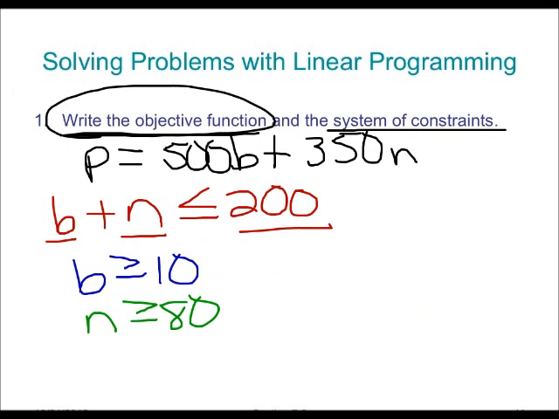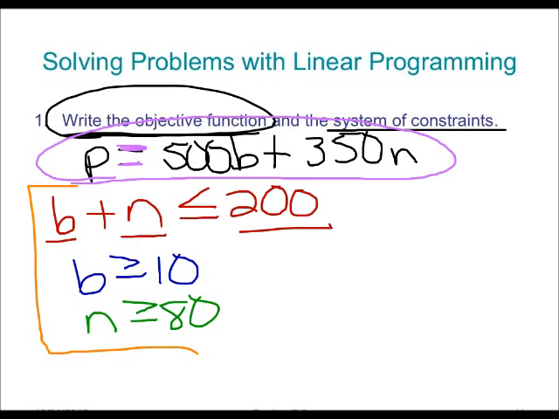So I have my objective function. The objective function is always going to be equal to, it's going to be an equation. And then I have my constraints. Those are going to be the inequalities.